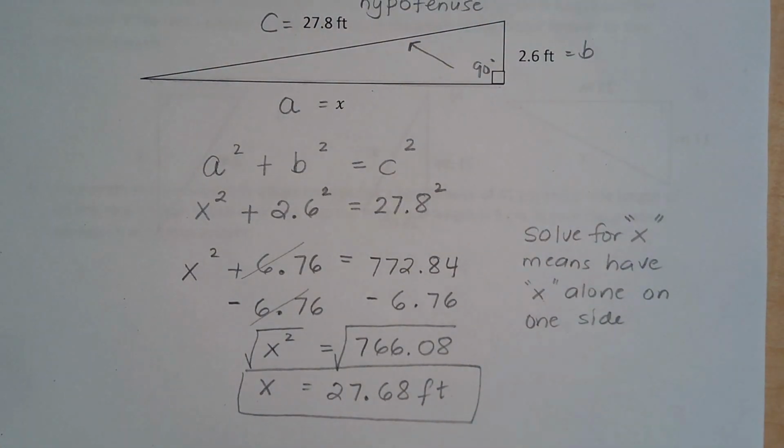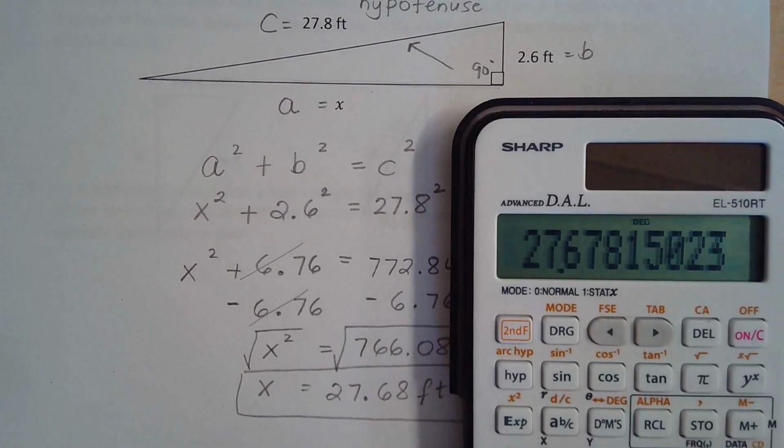Oh, you beat me. I got 27.68. Is that okay? Yeah, because you rounded off. Oh, yeah. The second half. Yeah. After it's higher. Yeah, this is what I got.